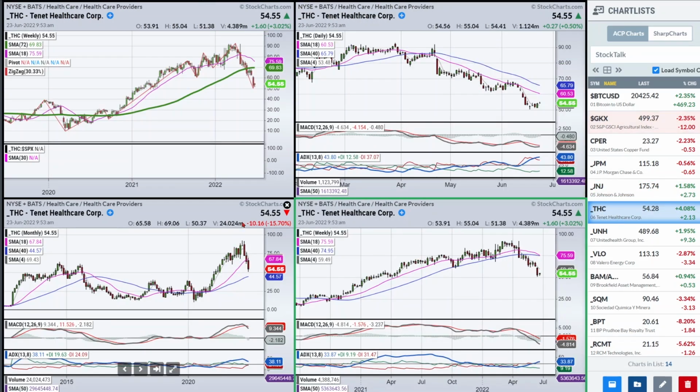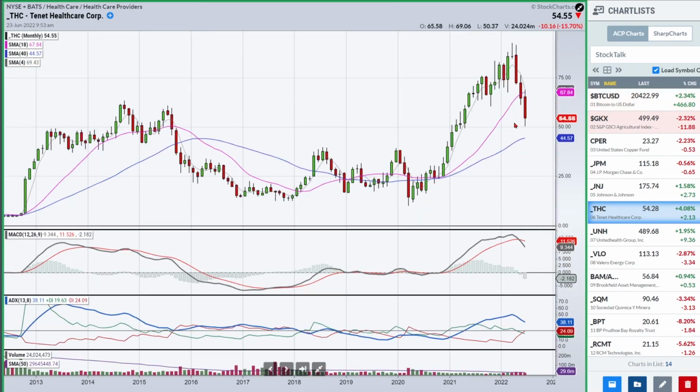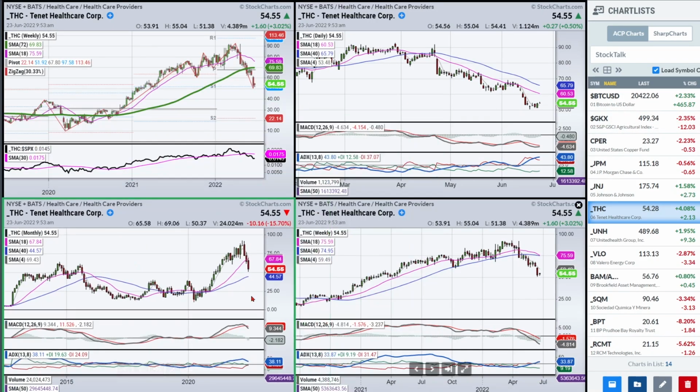THC has overrun the 18-month line. So this correction has now clearly broken that 18-month. MACD has overrun as well. So what I've said in the past, when that's the case, can we rally? Absolutely, we can rally back up. But this is going to be a pretty good resistance zone if we do get a rally. So really, any type of trades you can do in this are going to be short-term only, in my opinion.